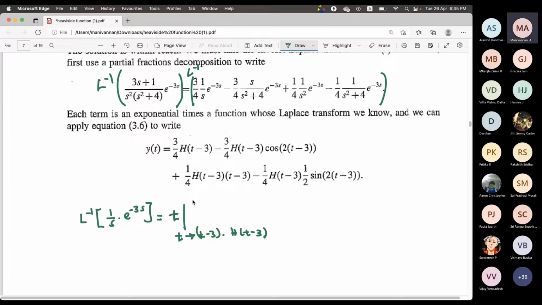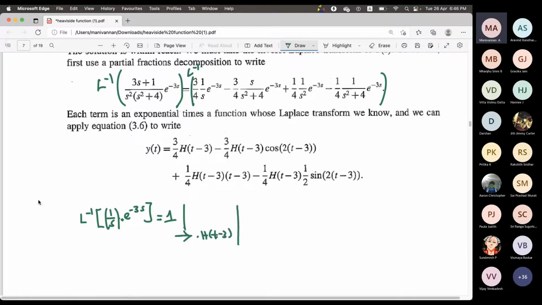No, L inverse of 1 is constant only, right? No t. Am I right? Yes, sir. L inverse of 1 by s is 1, right? Yes, sir. With this we are going to replace. There is no t, so it is only multiplied by h of t minus 3.